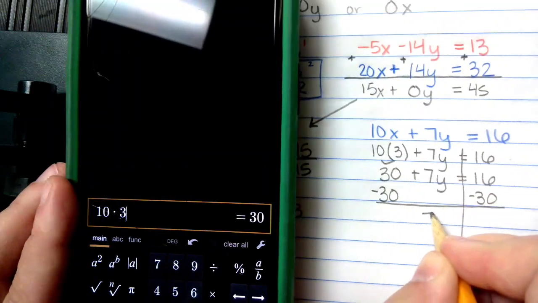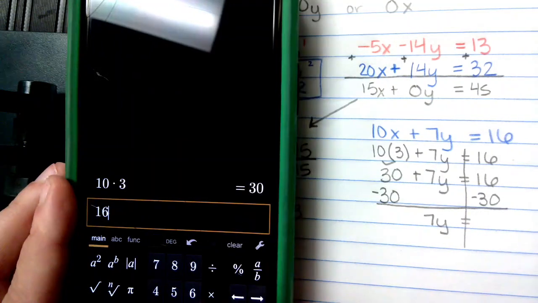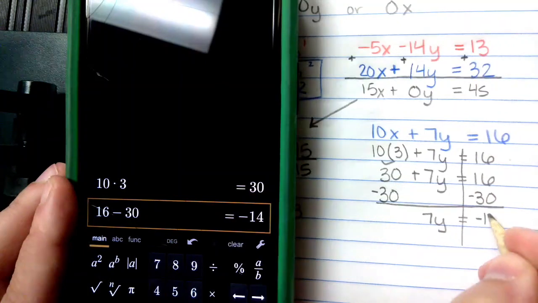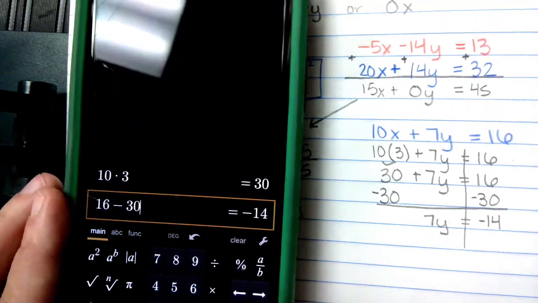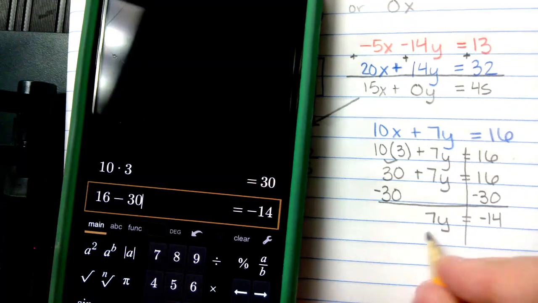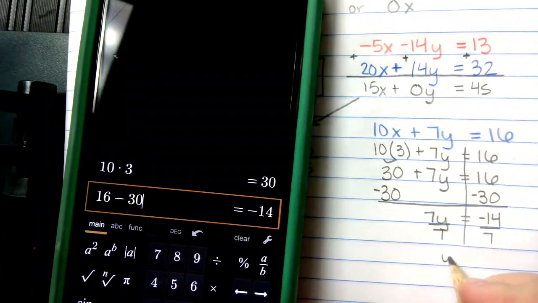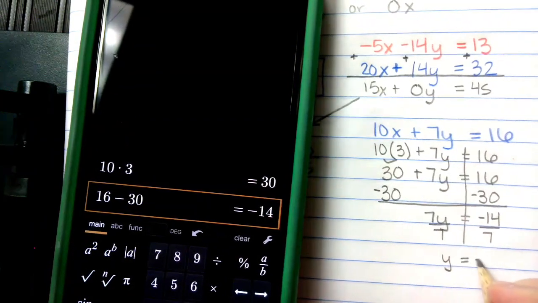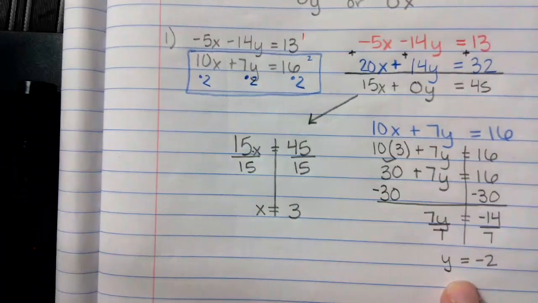So 7y equals negative 14. Good, negative 14. Y equals negative 2. I did it the hard way. Did you? Did you get negative 2? Yeah. Perfect. All right, and then we're going to divide both sides by 7. And we get y equals negative 2. Is that our final answer? Yeah, it's negative 2. Well, okay. Is this our final answer?